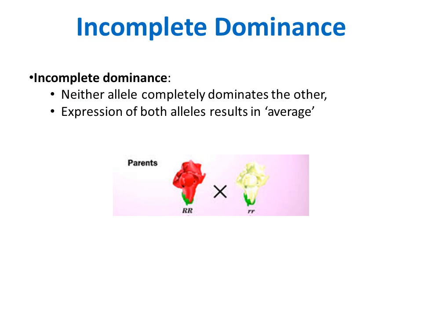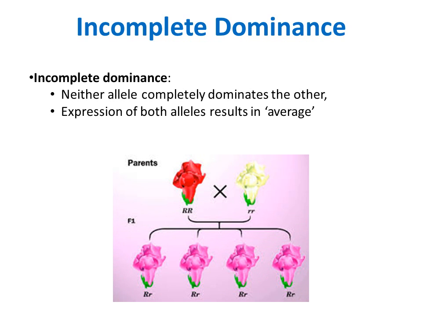So the first extension of Mendel, so these are situations in which Mendel's laws did not hold up, is incomplete dominance. So in incomplete dominance, what we know is that neither allele completely dominates the other, and what we see is the expression of both alleles resulting in an average. So if you cross a red flower with a white flower, rather than just getting red or white, as we saw with Mendel, you now get actually a pink flower.